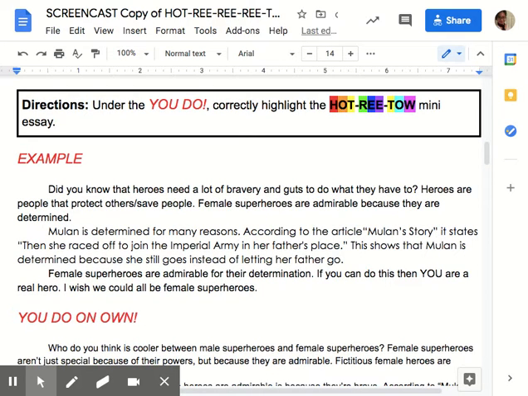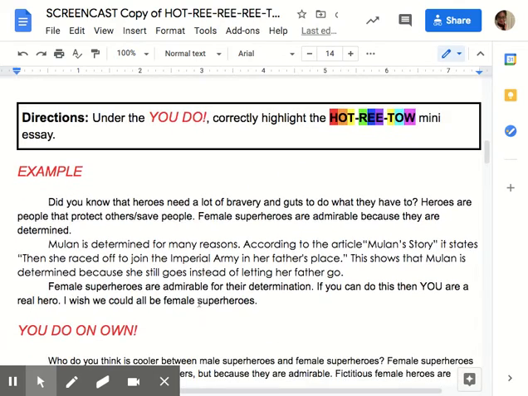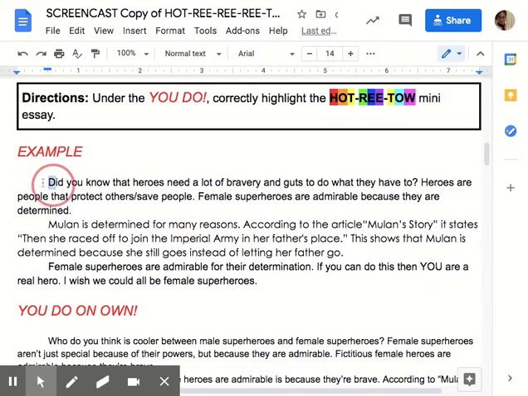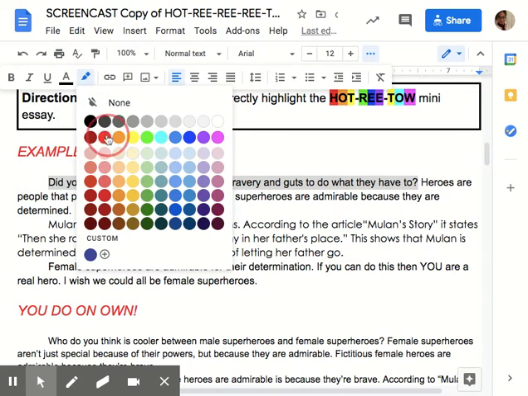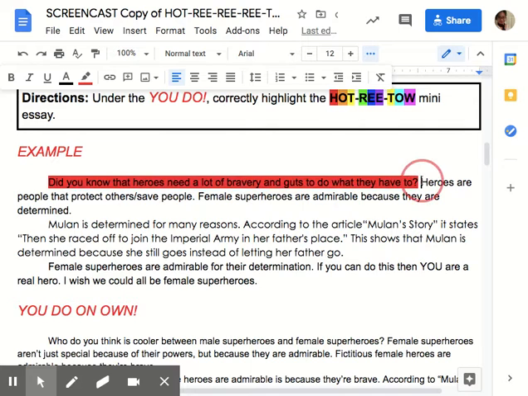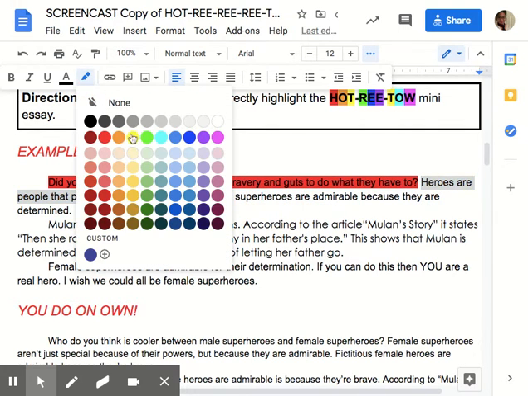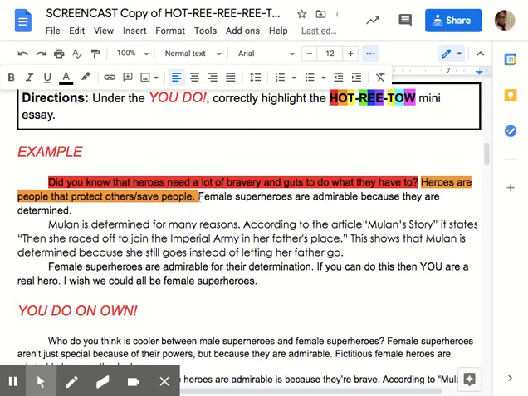Please correctly highlight the mini HOT-REEEE-TOW essay under the you do. So I'm going to do an example for you. This is the HOT introduction, where the first sentence, the question, is the hook, and then the overview fact information sentence, and then my thesis with my reason. So here, my hook needs to be in red, so I'm going to highlight that in red. My O overview sentence needs to be in orange, so I'm going to highlight that in orange. And then my thesis needs to be in yellow, so I'm going to make that yellow.